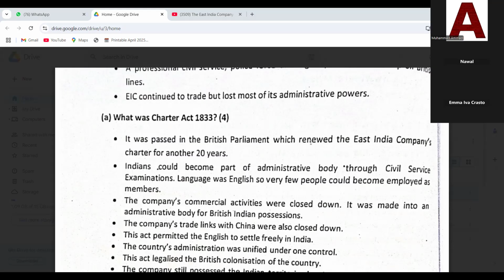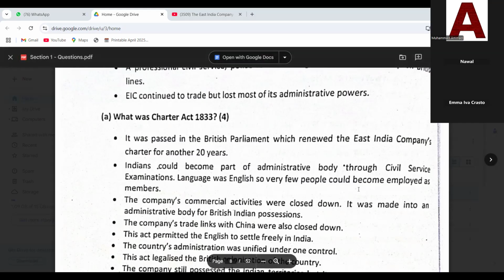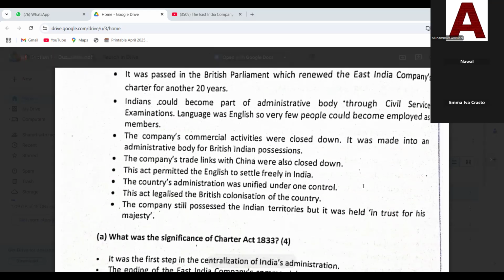The company's commercial activities were closed down. It was made into an administrative body for the British Indian possessions. Now the East India Company was not just trading, but they were also looking after the Indian possessions. They were administering everything now. Their trade links with China closed down.